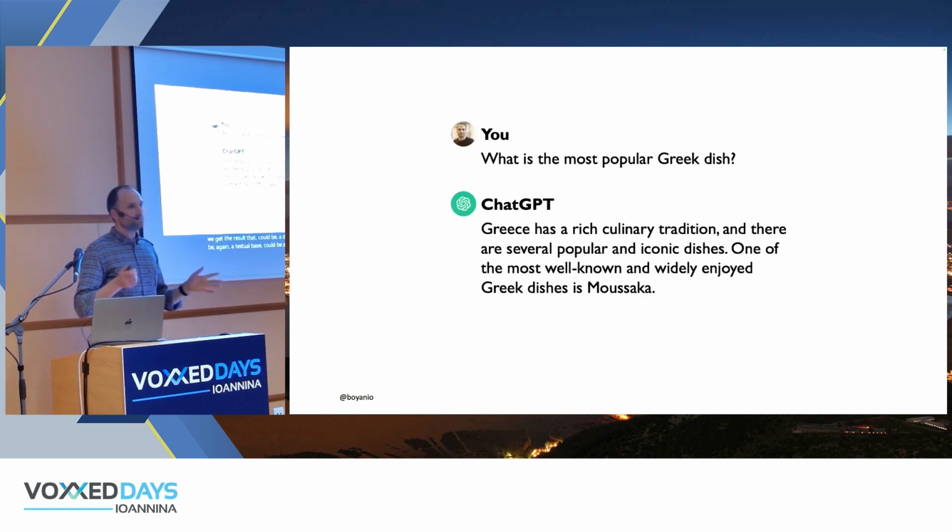Now, a very, very simple example. If I open ChatGPT, I could write, for example, what is the most popular Greek dish, and ChatGPT replied, well, this is moussaka. Very nice. I can definitely agree with this one. You might have different options though, but this is what ChatGPT replied yesterday.